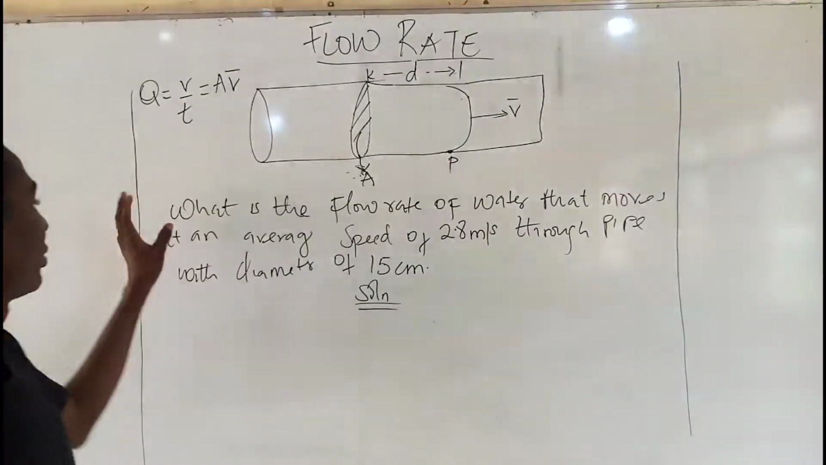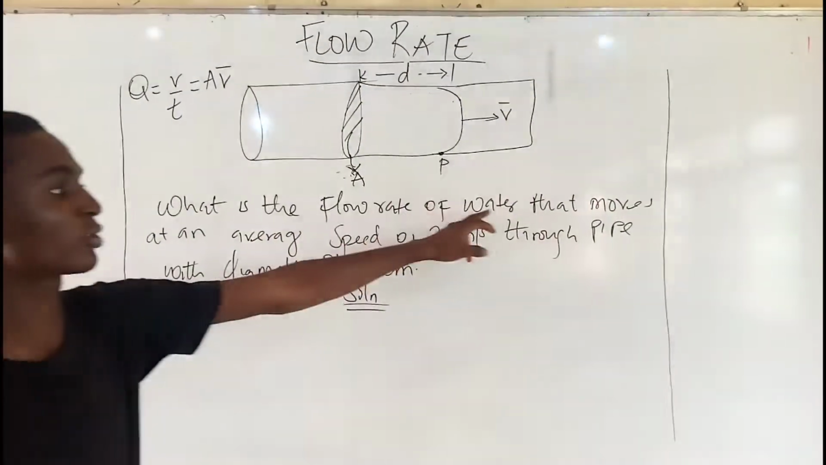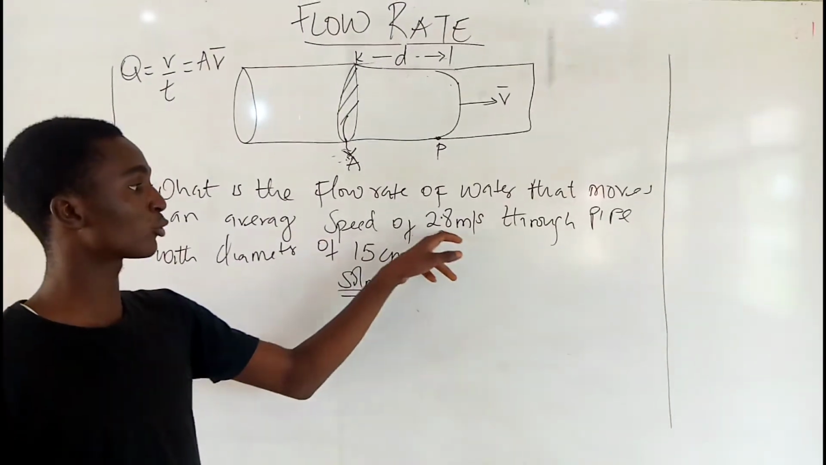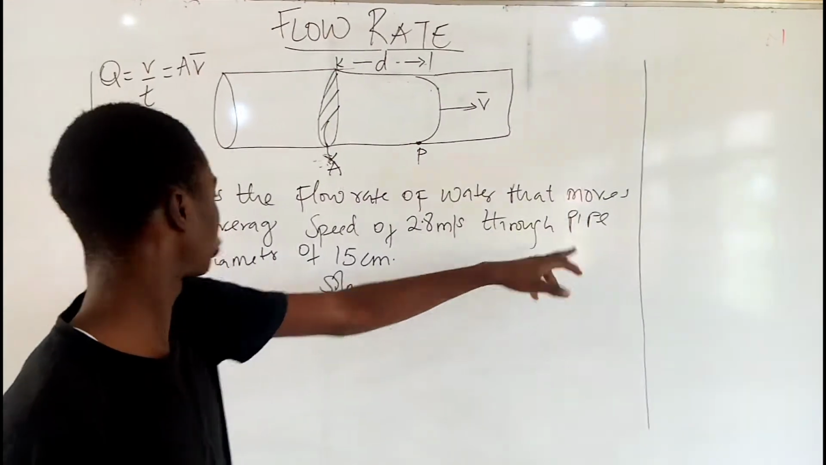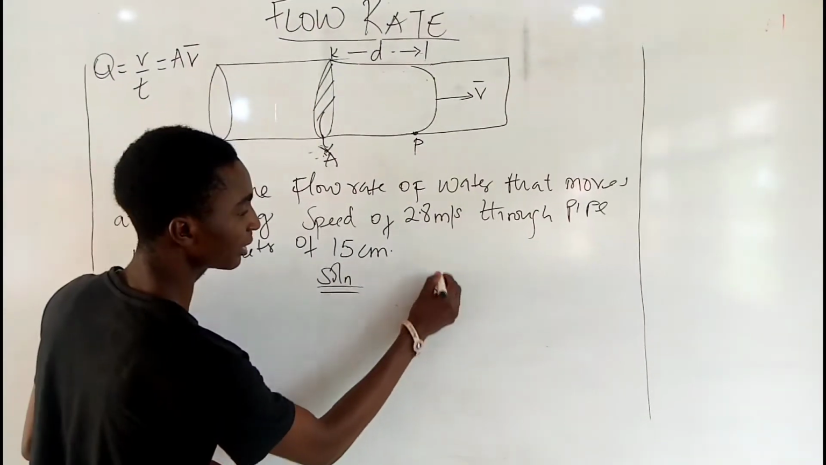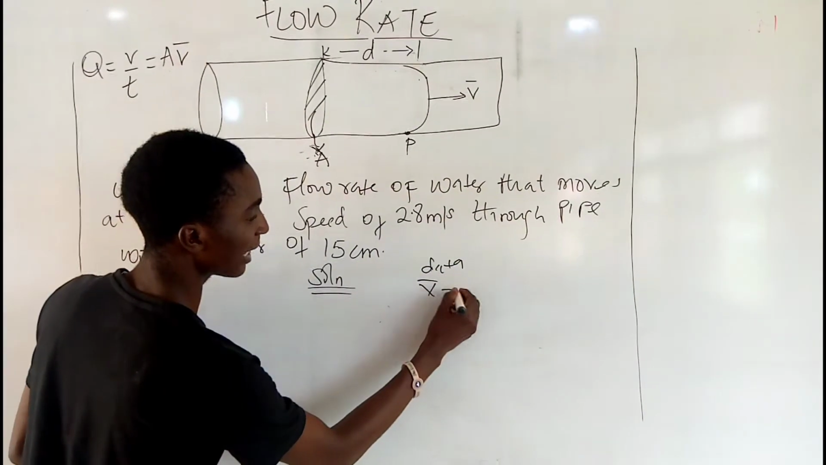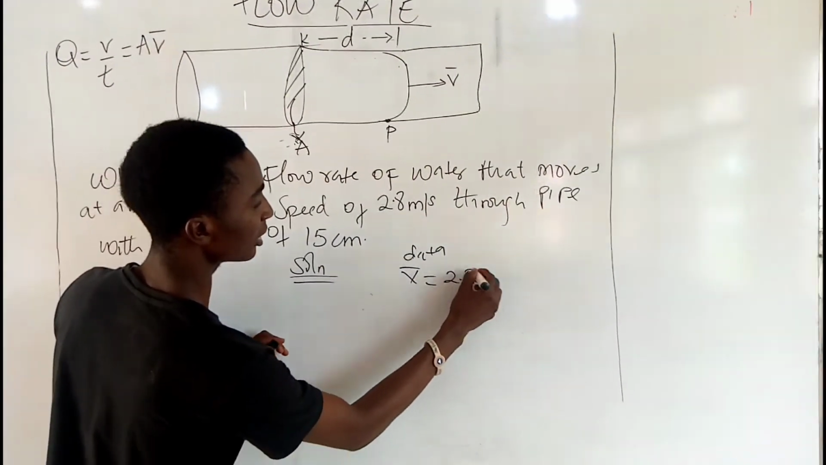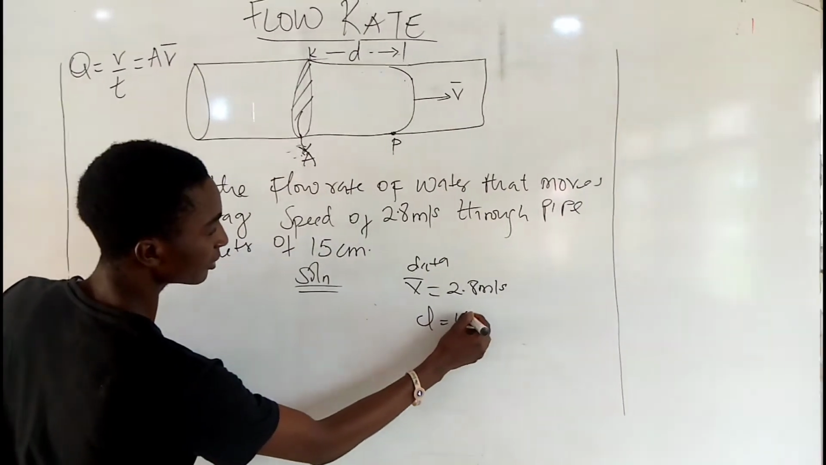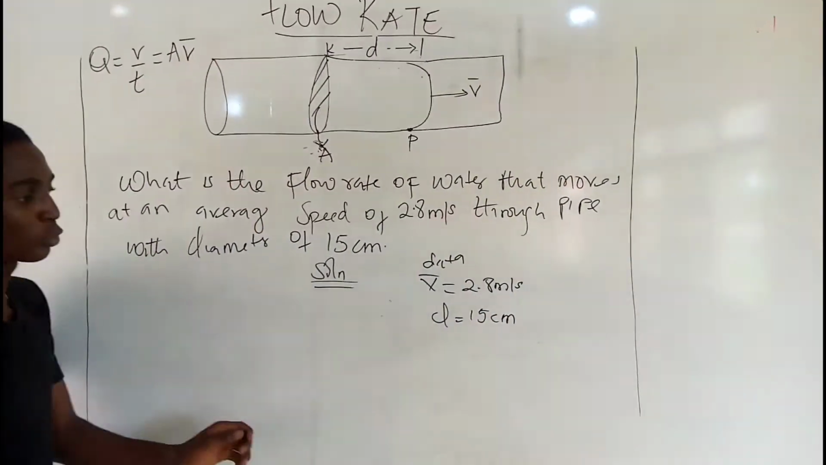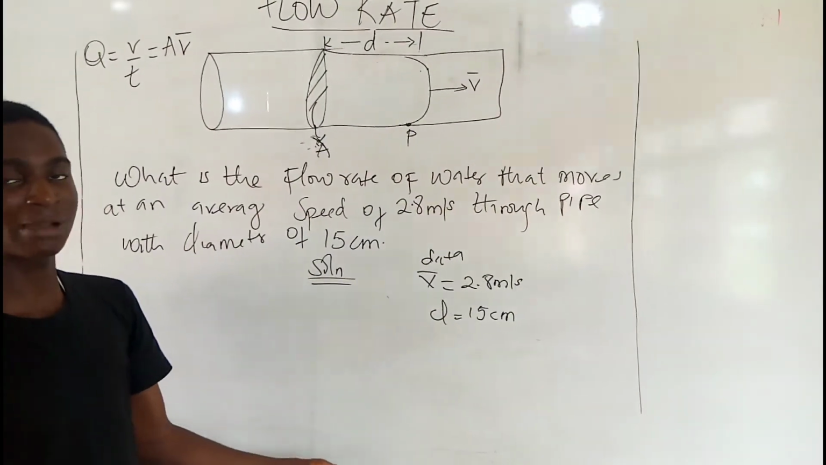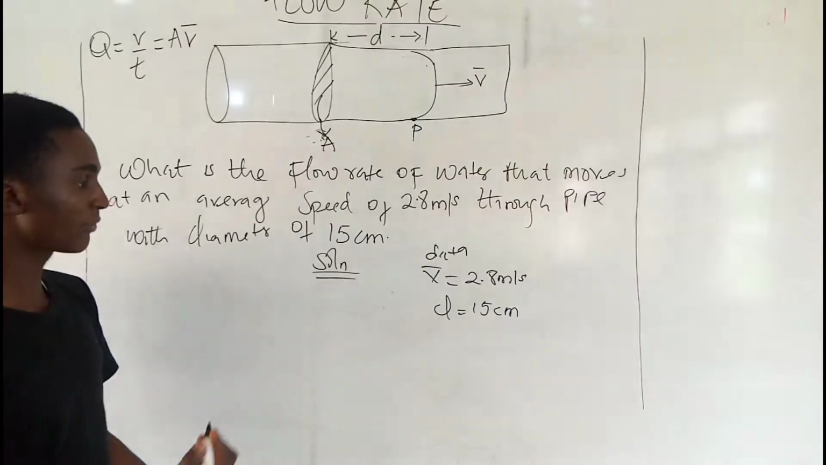We are given a question: what is the flow rate of water that moves at an average speed of 2.8 meters per second through a pipe with a diameter of 15 centimeters? So we are given our data: the average speed to be 2.8 meters per second, and the diameter to be 15 centimeters. So we are given diameter, but we are not given area. Remember, flow rate is also area times average velocity.